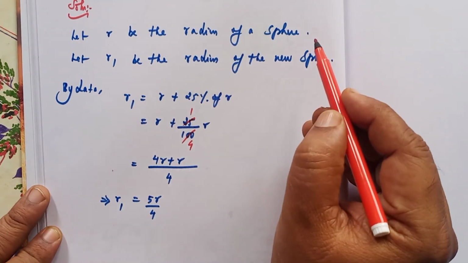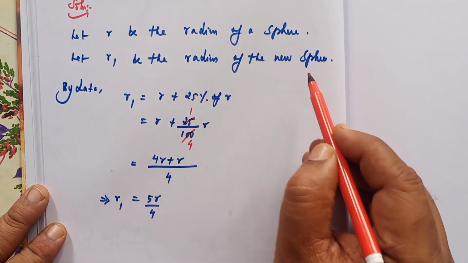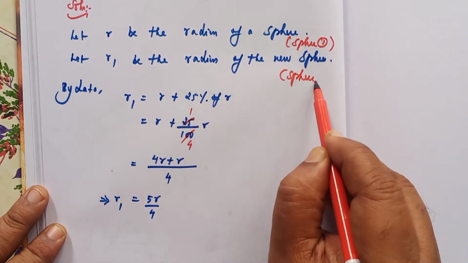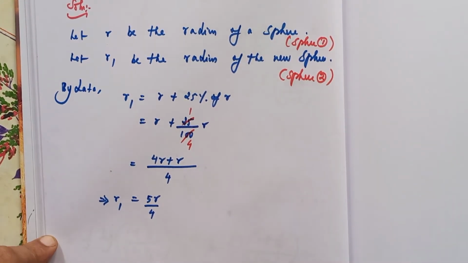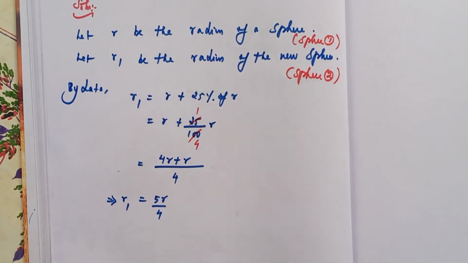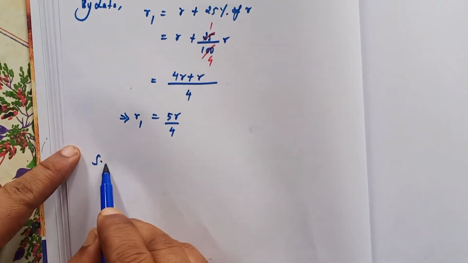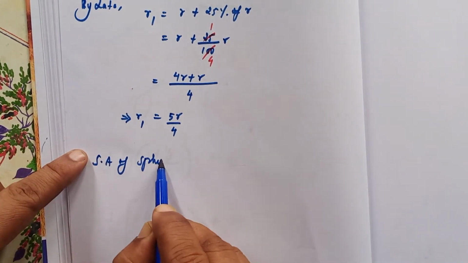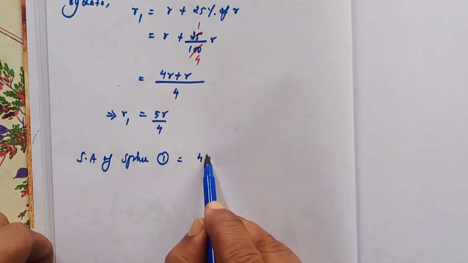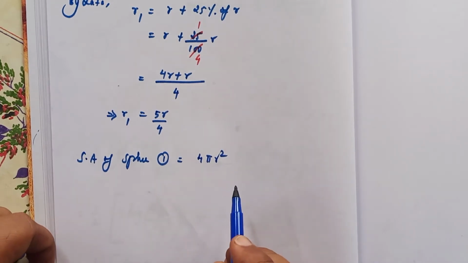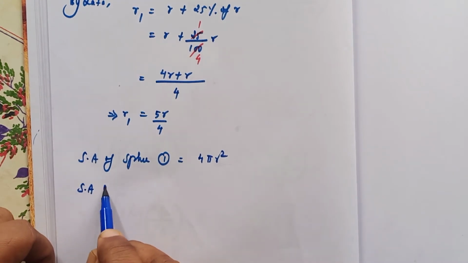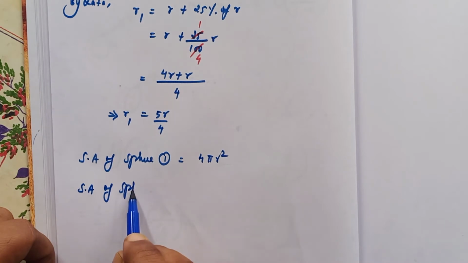I consider them as sphere 1 and sphere 2. Sphere 1, after it increases I consider as sphere 2. Now we can find the surface area of sphere 1 and sphere 2. Surface area of sphere 1 equals, surface area formula 4 pi r square. Here radius is r only, so let it be. Now surface area of sphere 2.